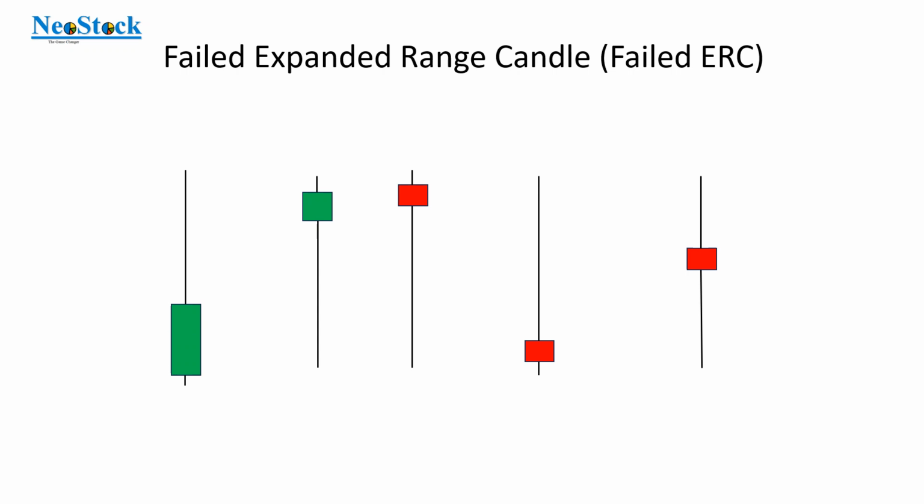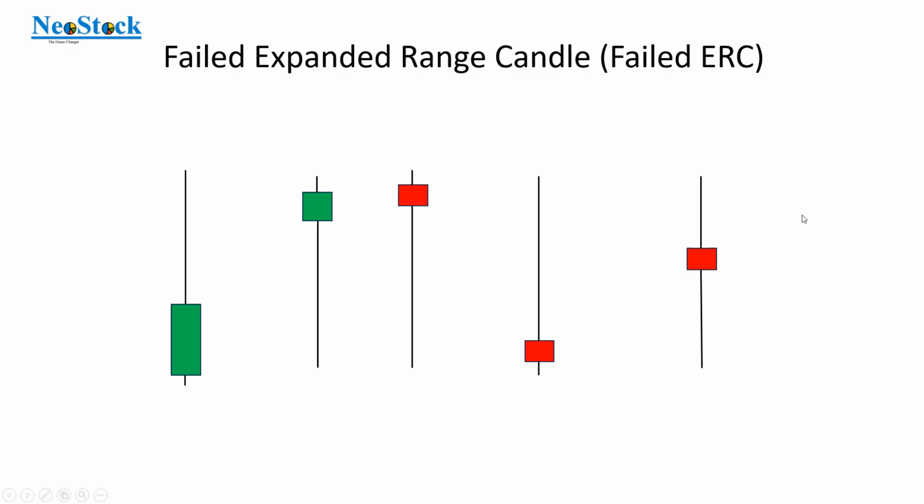No, that formula should be applied only for medium candles. But is it a medium candle? No, it is a large candle. See how much range it has. From high to low, see the range. That's why it is an expanded range candle. But the body is very small. That's why we are calling it a failed expanded range candle.